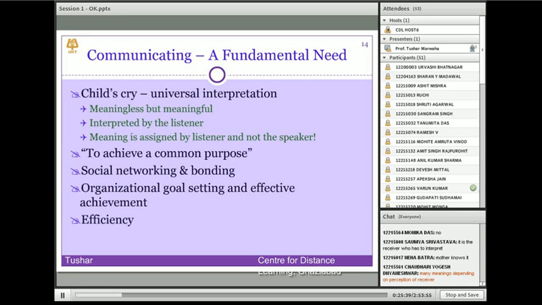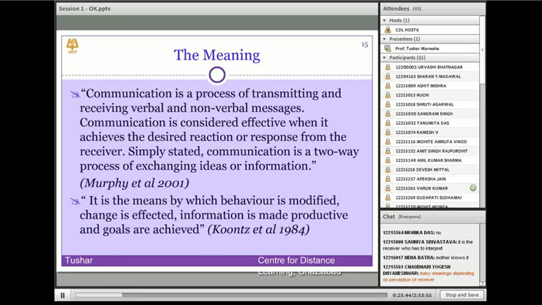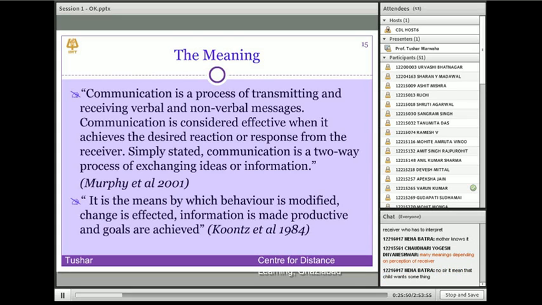These are all the purposes why we need to communicate. Let's move on. Okay, now let's go through these definitions. Two definitions, I think one of them is there in your textbook.